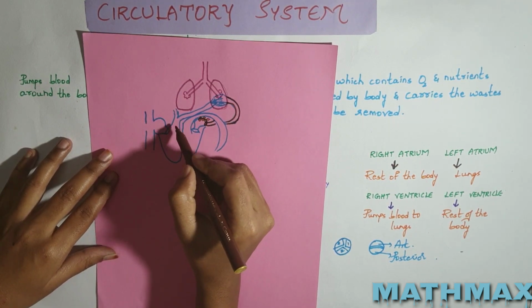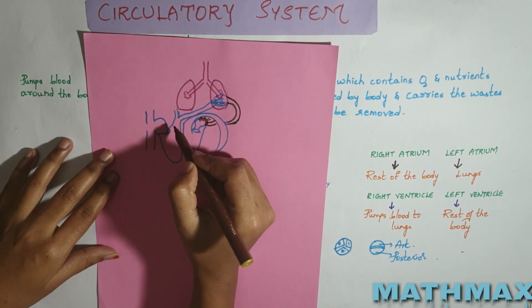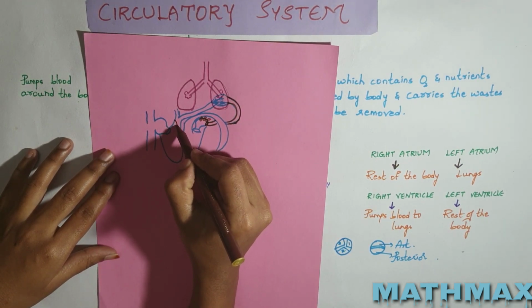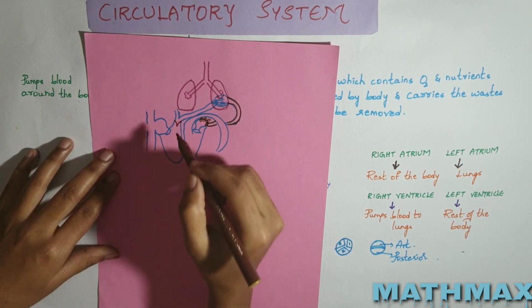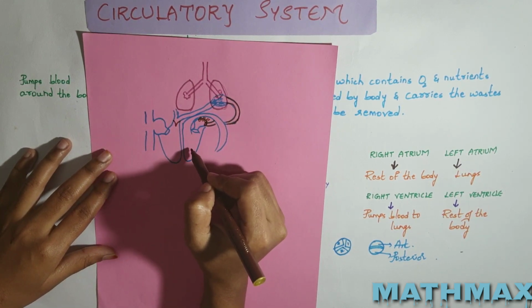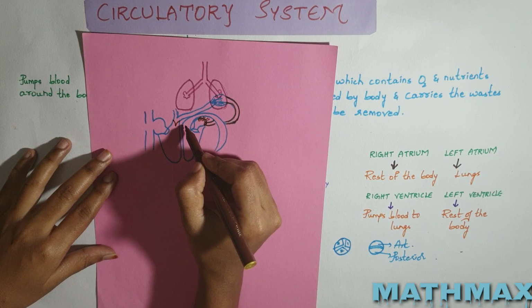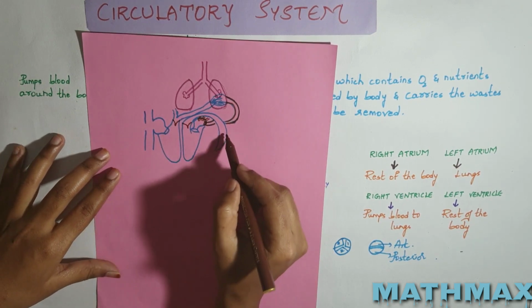The valve present in between the pulmonary artery and the right ventricle is pulmonary valve. The valve present in between left ventricle and aorta is aortic valve.